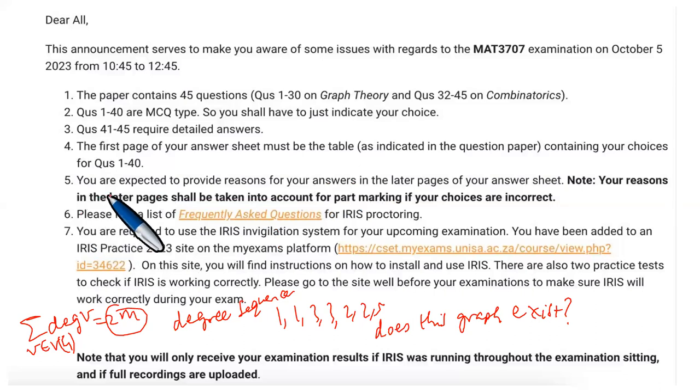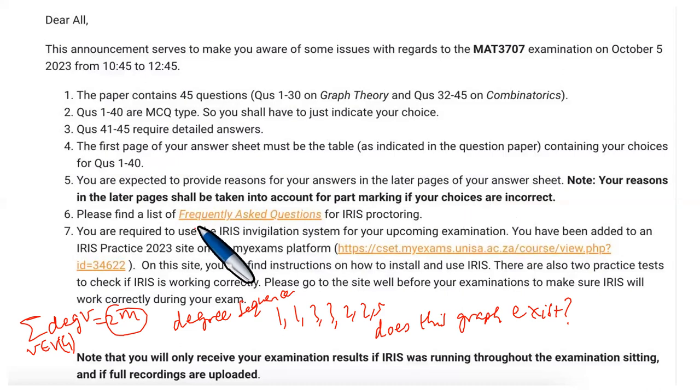Note your reasons in the later pages shall be taken into account for part marking if your choices are incorrect. Okay, that's interesting. You're expected to provide reasons for your answers in the later pages of your answer sheet. Note, your reasons shall be taken into account for part marking if your choices are incorrect. Okay, this is fair, because one can make a wrong choice, but have some correct reasoning as part of the process, and just the choice became incorrect.